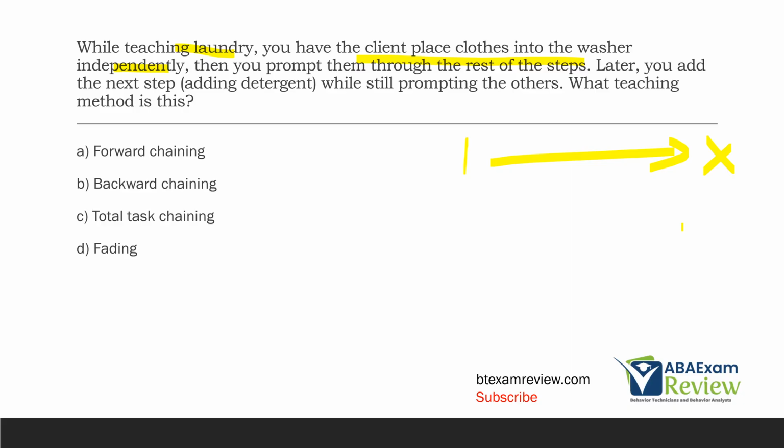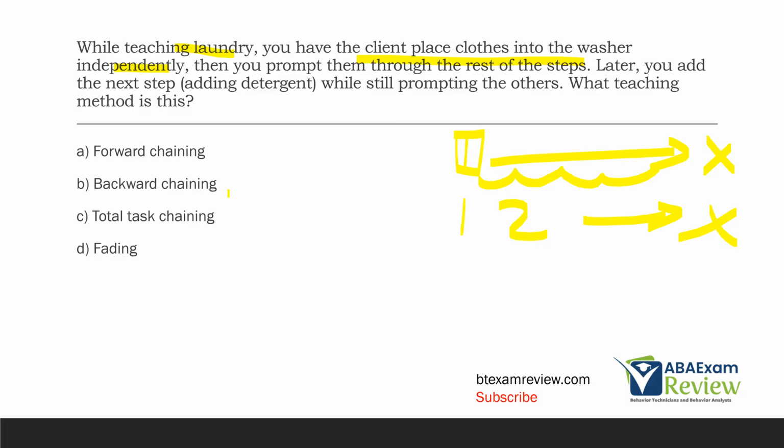Well, we're using some sort of task chain, obviously. And so now we have to decide, is it forward chaining, backward chaining, or total task chaining? Well, we know after you are prompting them, you add the next step, which is adding detergent and then going through the rest. And so we're starting from the beginning and going through each step from the start, which is going to make this A, forward chaining.